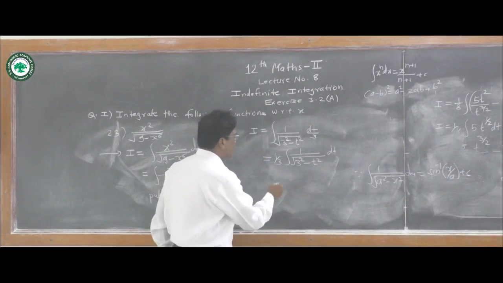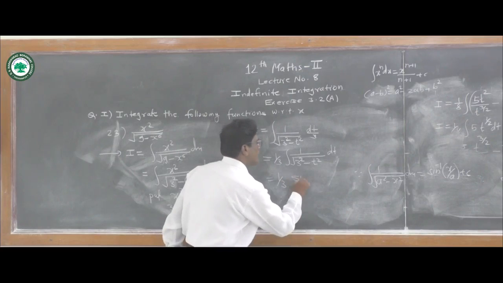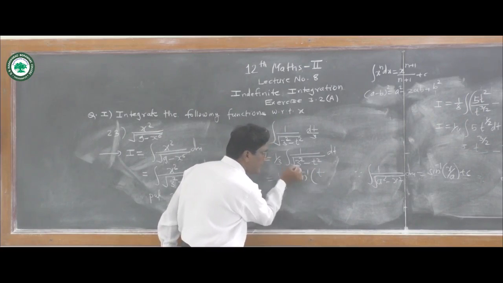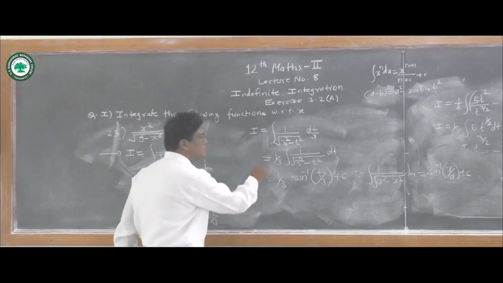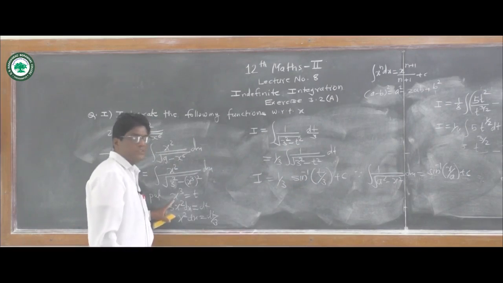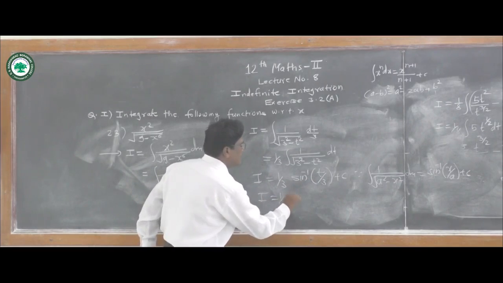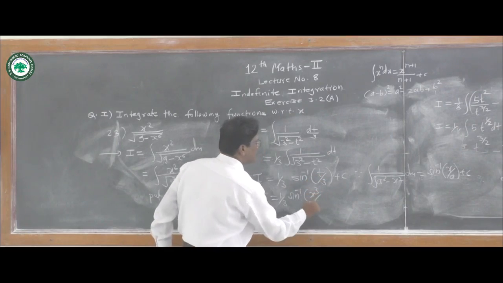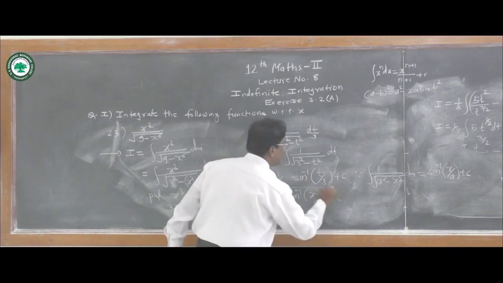So here we write 1 upon 3 into sine inverse of x. X means here variable is t upon a means here 3 plus constant of integration. This is the final solution. Only put here t as a x cube. So I is equal to 1 upon 3 sine inverse of, we put here t as x cube upon 3 plus constant of integration, and this is the final solution.